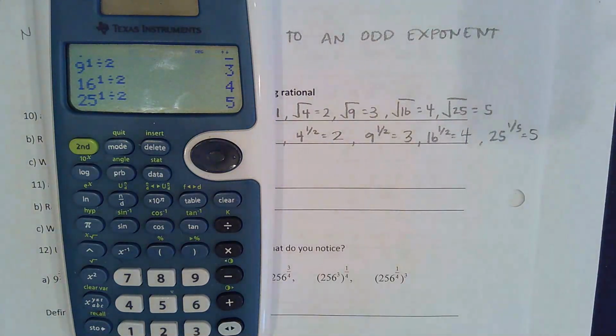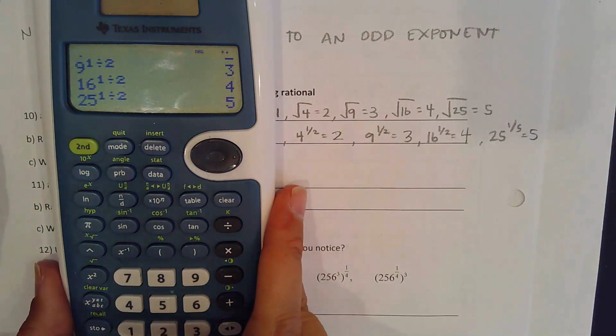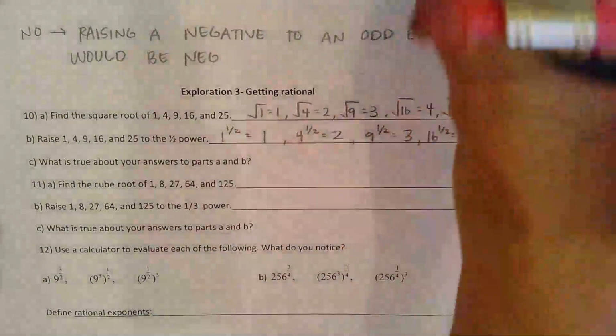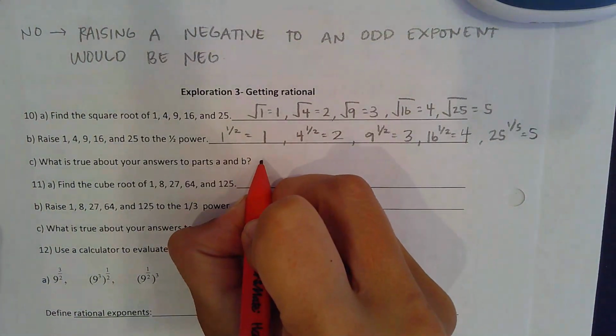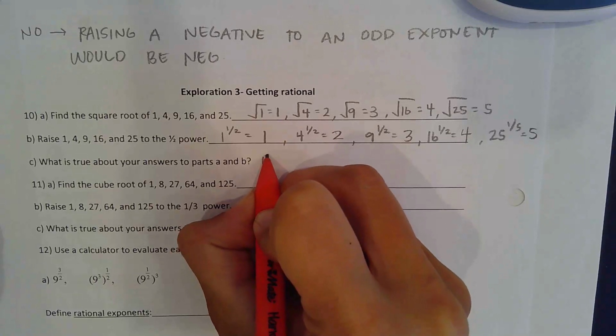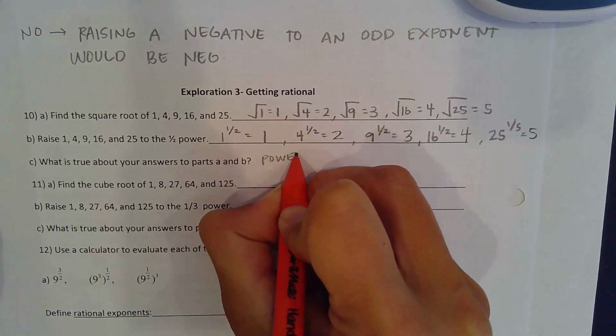So what do you notice about those two? For A and B, what's happening? They're the same. Okay, so they are the same. Raising something to the 1/2 power and taking the square root are going to be the same. So basically, a power of 1/2 is the same thing.